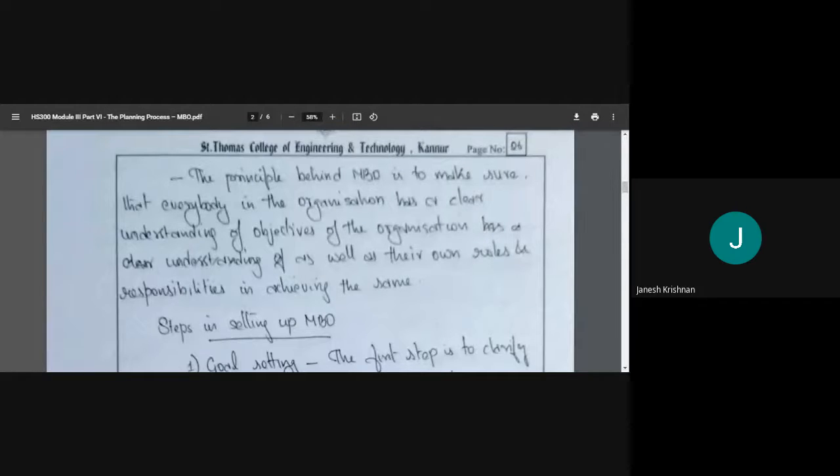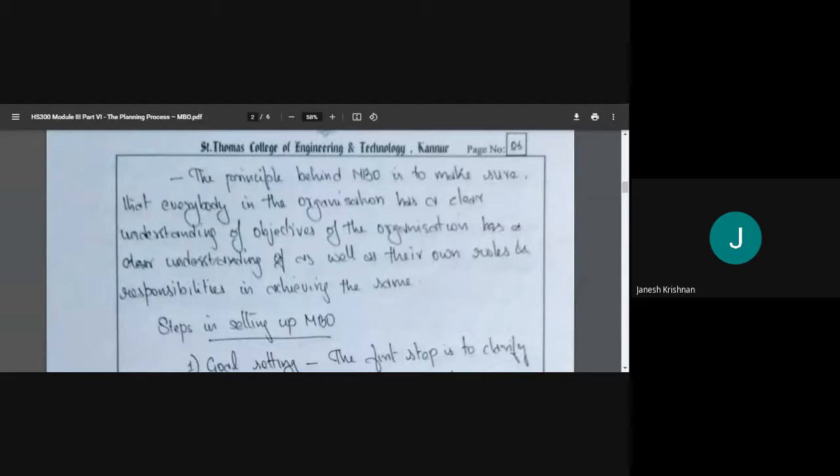The organization wants to do this thing, and I should do this. Okay, the organization wants to produce 1,000 pens, and it's my responsibility to produce 100 pens of them. After 1,000, I need to produce the 100. That's the principle behind MBO: every individual in the organization should know what the organization wants, what the objective of the organization is, and also their roles in achieving them.